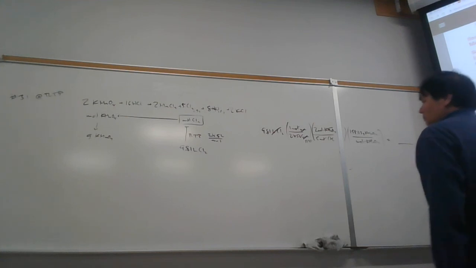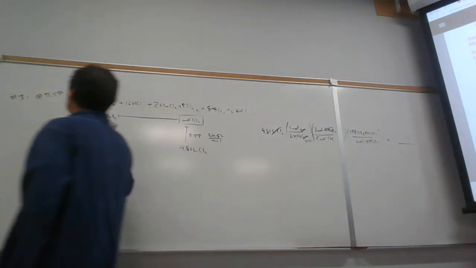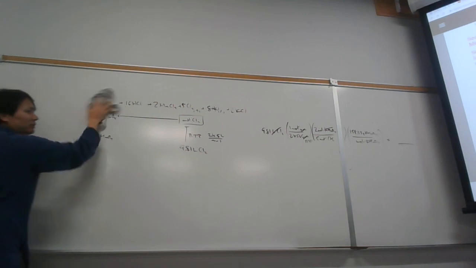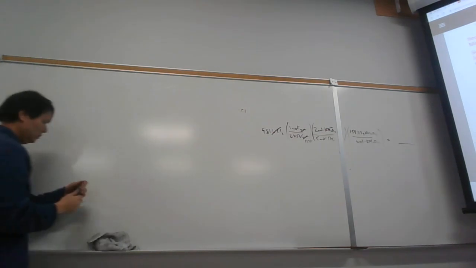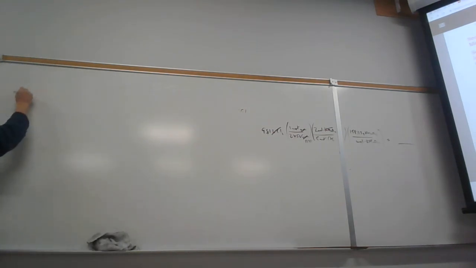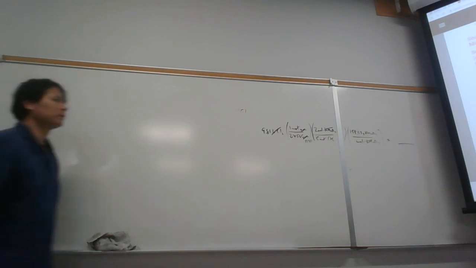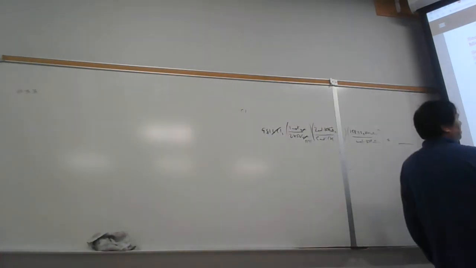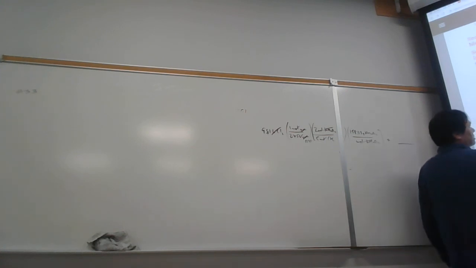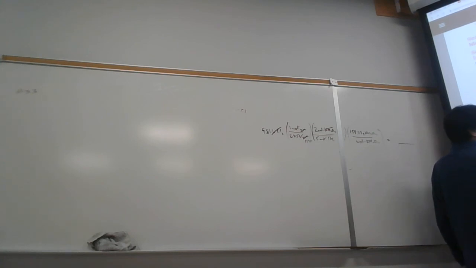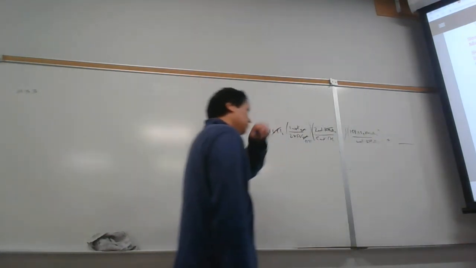What if we aren't at RTP or STP? Then what do we do? Let's look at number 33 here. Number 33 is not at standard temperature. Temperature is 214, and it's not at room temperature. And this is not at standard pressure in bar, which is 1 bar, or standard pressure in atmosphere, which is 1 atmosphere. They're different. So we have a choice here.